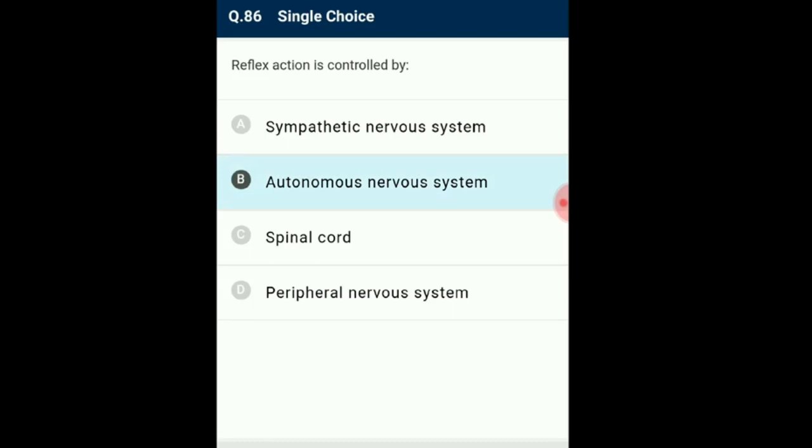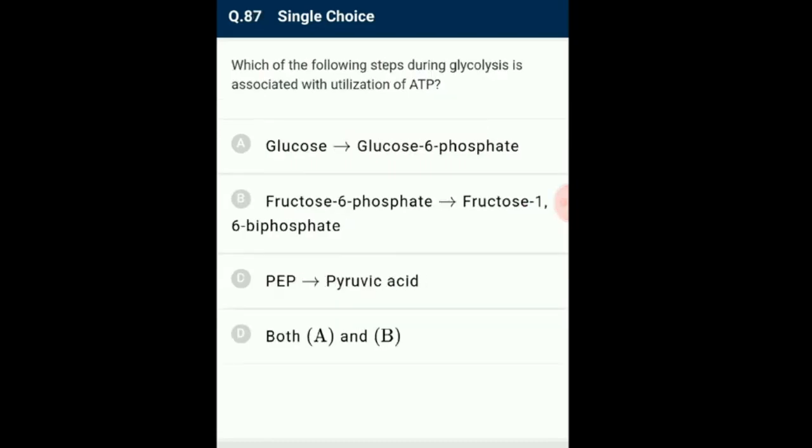Autonomous nervous system. Question number 87. Which of the following steps during glycolysis is associated with utilization of ATP? Glycolysis is the process of breakdown of glucose to extract energy. ATP is utilized at the first step, and at the same time, during the conversion of fructose 6-phosphate into fructose 1,6-bisphosphate, ATP is also utilized. So the answer for this question is option D, both A and B.